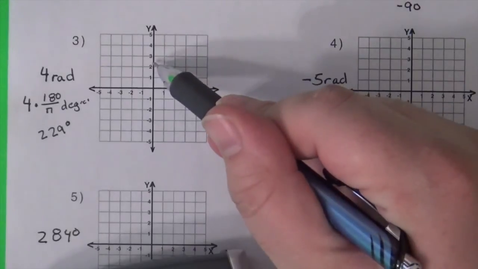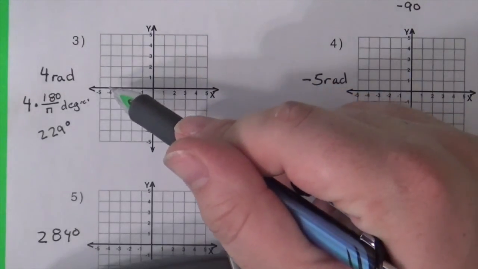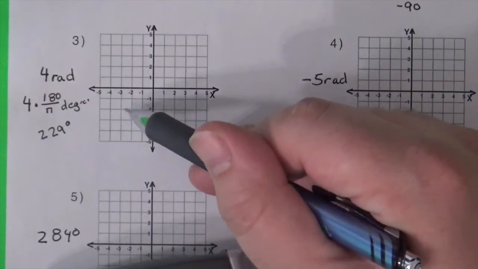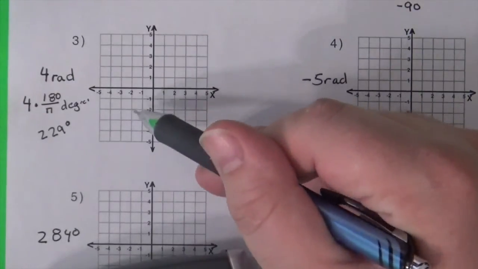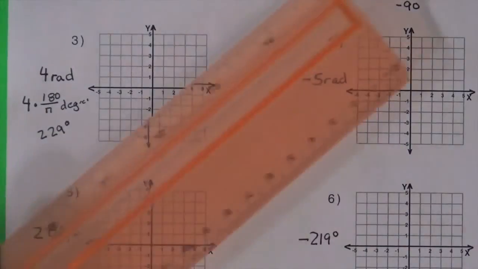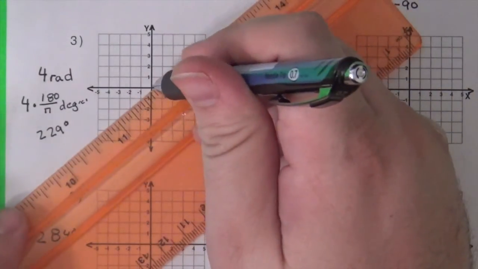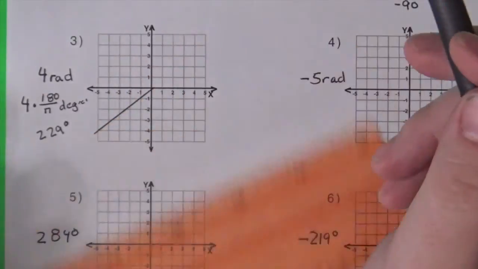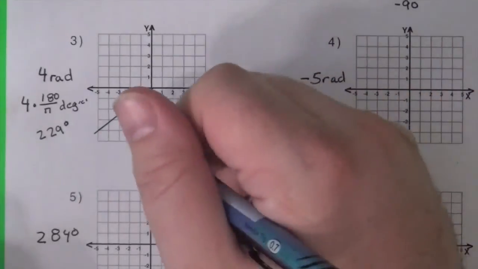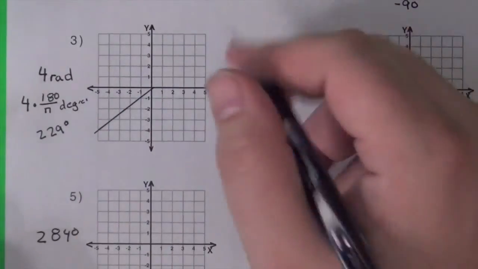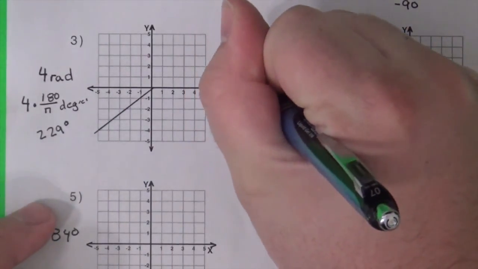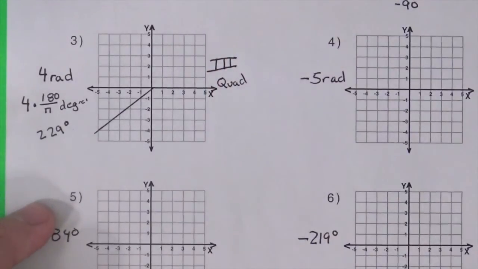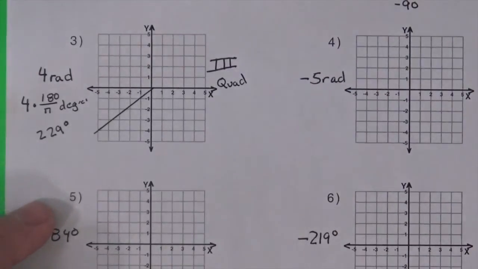So we go around: this makes 90 degrees, this makes 180, this makes 270. So our angle is going to be somewhere in this vicinity. I'm going to make an educated guess, something like that. It's probably not exact, but what we learn is that 4 radians is in the 3rd quadrant. So our answer is in the 3rd quadrant.